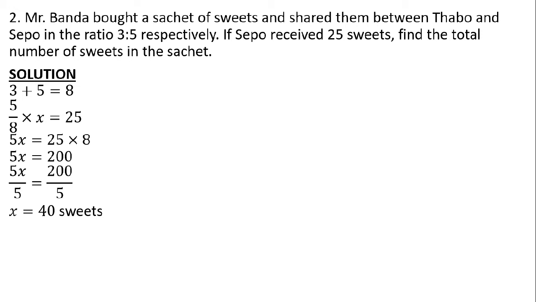So if you want, you can find the total number like that, where you find the number of equal parts by adding the ratios. Or if you want, you can solve the way we did the first one, where you say 3 to x because we don't know what Thabo got, and then 5 to 25. Cross multiply, solve for x, whatever you find, add to 25, you still get 40 sweets. So the total number of sweets was 40.